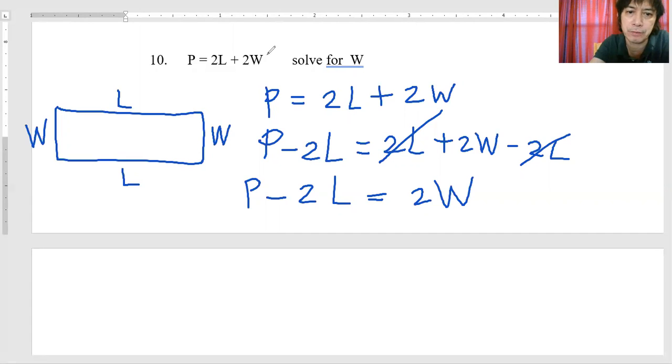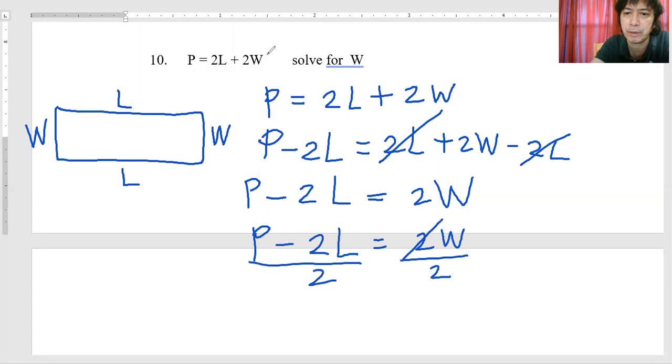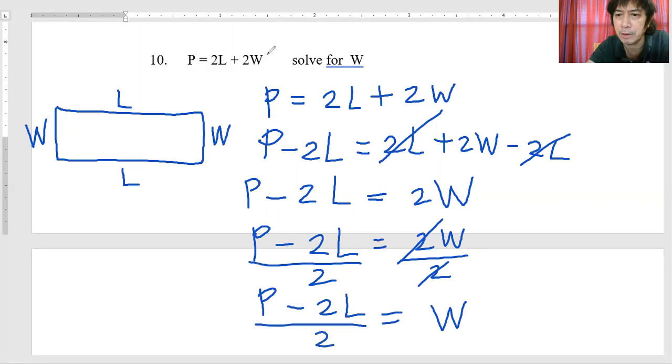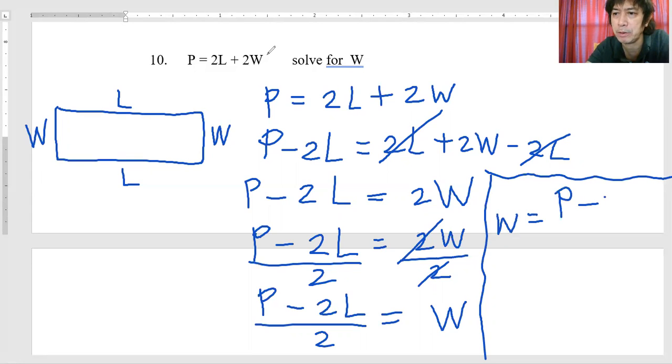So we'll just divide. Perimeter minus twice length equals twice width. You divide by 2, then you divide by 2. And you have the width is equal to perimeter minus twice the length over 2. And the final answer: the width is perimeter minus twice length over 2. That should be it.